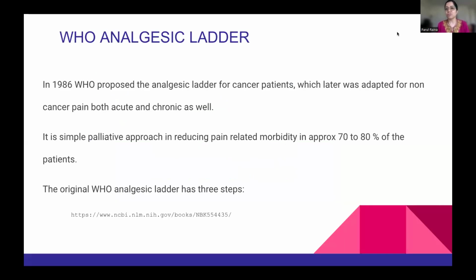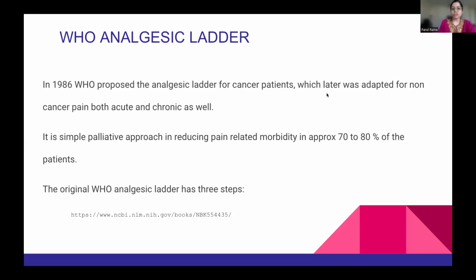Coming to the WHO analgesic ladder, it was in 1986 that the WHO proposed the analgesic ladder for cancer patients, which later was adapted for non-cancer pain, for both acute as well as chronic pain. If we use this WHO ladder efficiently, it helps in reducing pain-related morbidity in approximately 70 to 80% of the patients.